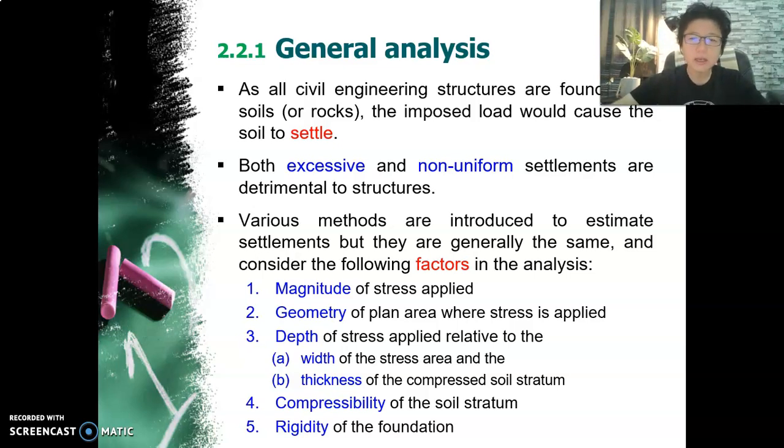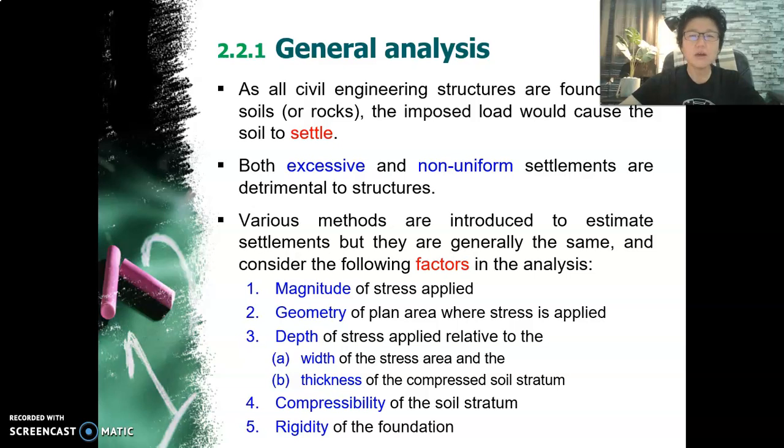And in order to analyze settlement, we look into several factors as listed there. You can see what is the magnitude of the stress that you apply. Obviously, a big load or small load, geometry of the planned area, depth of the stress being applied. It has got to do with the width of your stress area and the thickness of the compressed soil stratum.